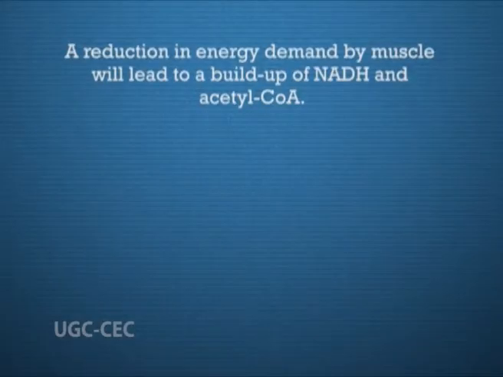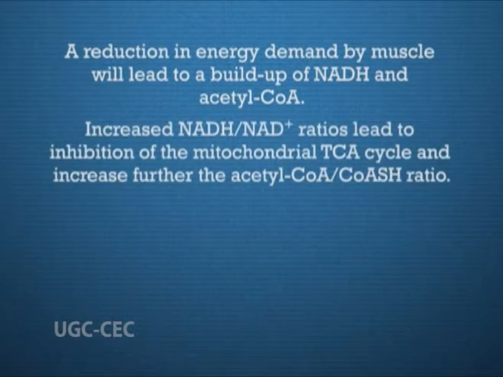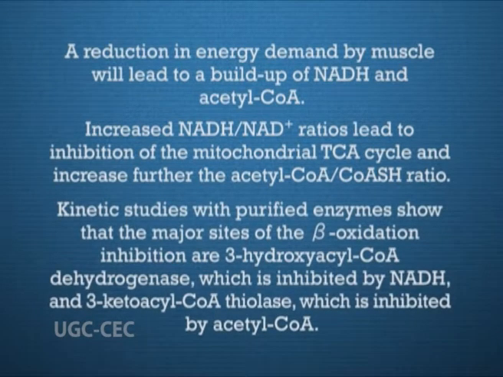A reduction in the energy demand by muscle will lead to a buildup of NADH and acetyl-CoA. Increased NADH-NAD+ ratios lead to inhibition of the mitochondrial TCA cycle and increase further the acetyl-CoA to CoASH ratio. Kinetic studies with purified enzymes show that the major sites of beta oxidation inhibition are 3-hydroxyacyl-CoA dehydrogenase, which is inhibited by NADH, and 3-ketoacyl-CoA thiolase, which is inhibited by acetyl-CoA.